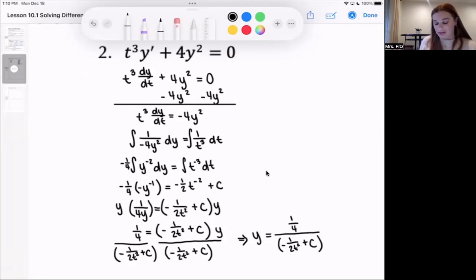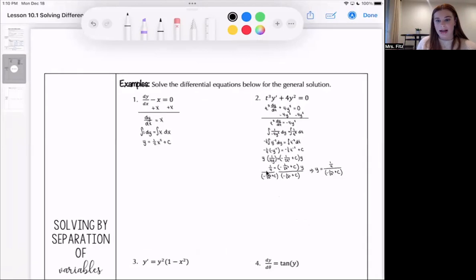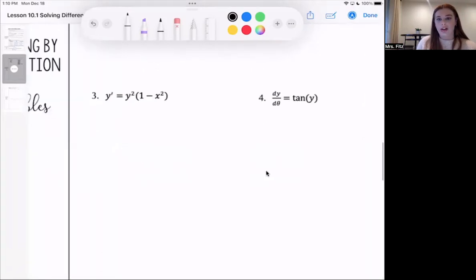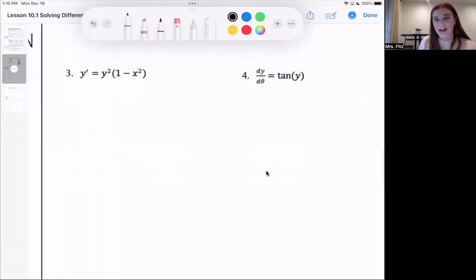Okay, so notice, for a general solution, you should still have a C. Here's a good opportunity to go ahead and pause and try the next two problems on your own. Once you finish them, go ahead and unpause and I will go through them with you.